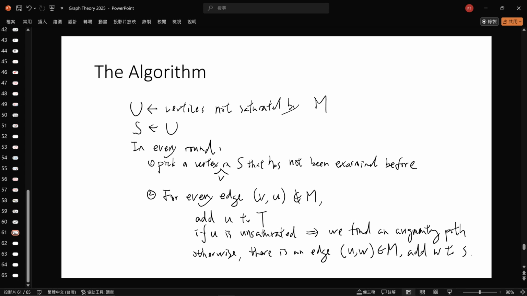And then we just repeat, until we cannot pick a vertex in S. In other words, we have checked all the vertices in S. In that case, we're going to finish the algorithm.